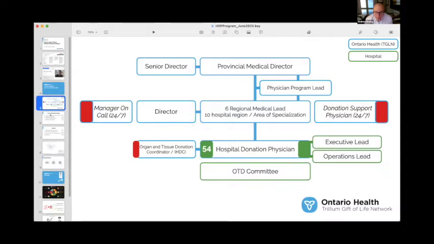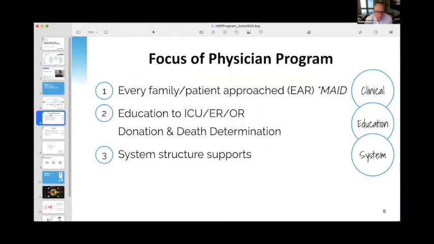Our focus at TGLN for the physician program is really around every family and patient getting approached in an organized and planned fashion in the ICU. And so we measure that using an eligible approach ratio.